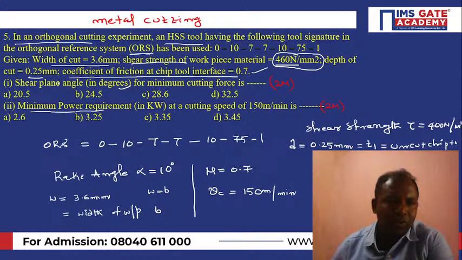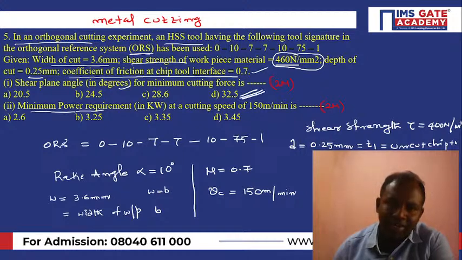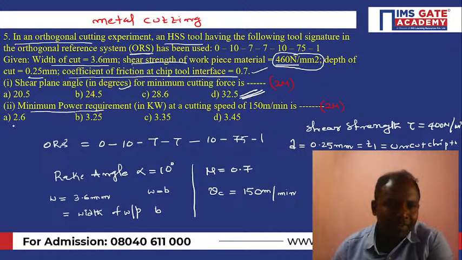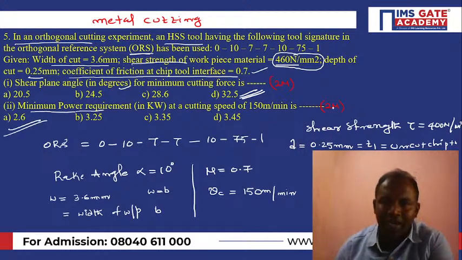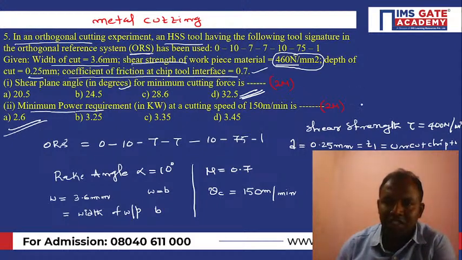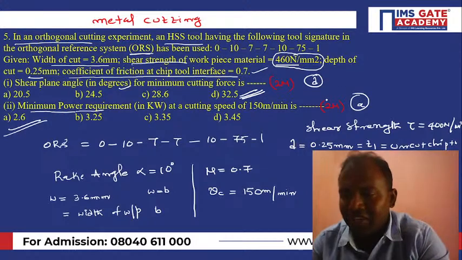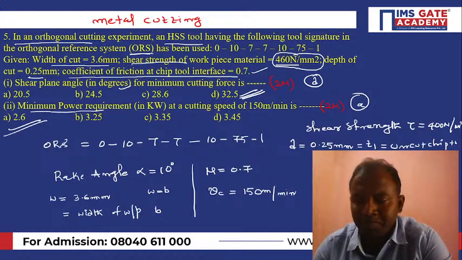Now, the shear plane angle is 32.5 degrees, and your power is 2.6 kilowatts. Clear, everybody? Your answer for this question is A. For this question, D is your answer. Clear, guys? Understood? Please do respond.